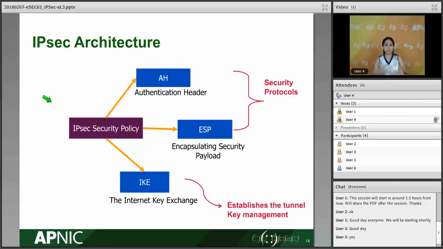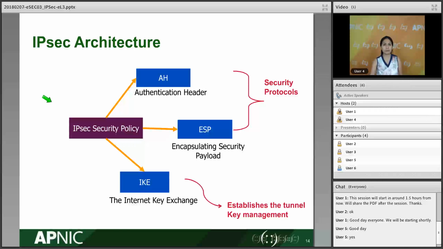All right, moving on to the IPsec architecture. I've mentioned these components earlier. You have AH, ESP, IKE. You'll say, oh, there are so many terminologies that you have to be aware of. Now, yes, there apparently are, but it's something that you can get used to after a while.